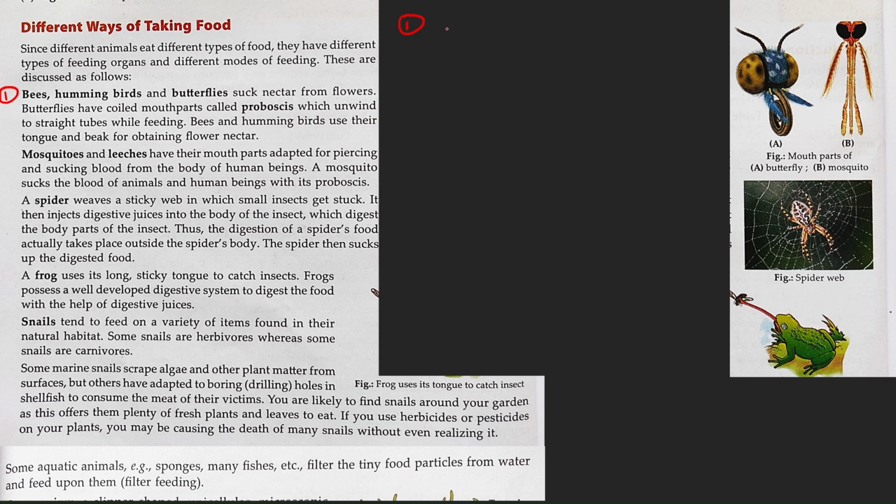First is coiled proboscis. Since different animals eat different types of food, they have different types of feeding organs and different modes of feeding. These are discussed below. First come the bees, hummingbirds and butterflies, which suck nectar from flowers. Butterflies have a coiled mouthpart called a proboscis, which unwinds to a straight tube while feeding. Bees and hummingbirds use their tongue and beak for obtaining flower nectar. So here in the butterfly, it is a coiled proboscis.